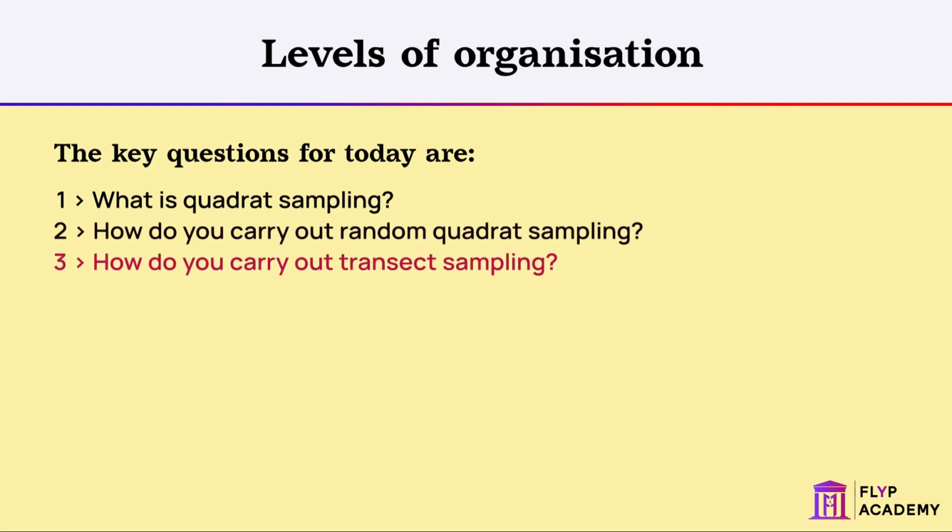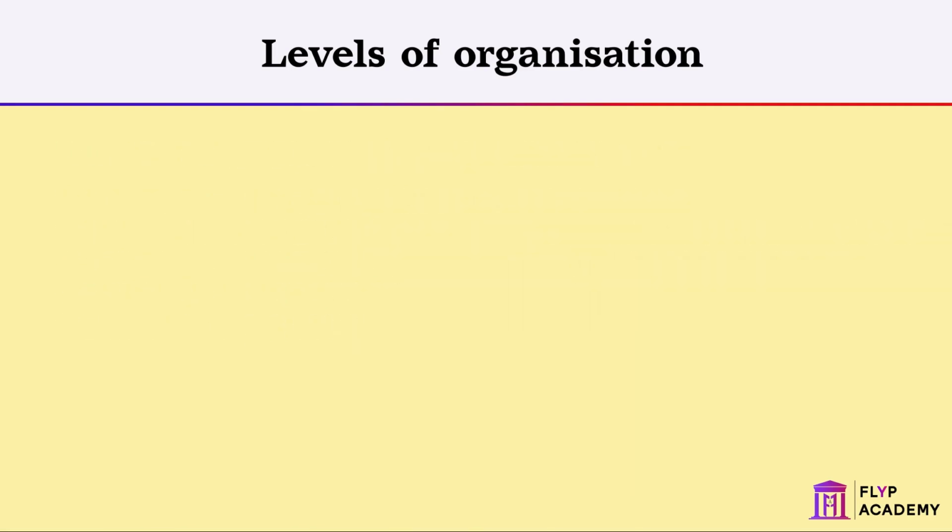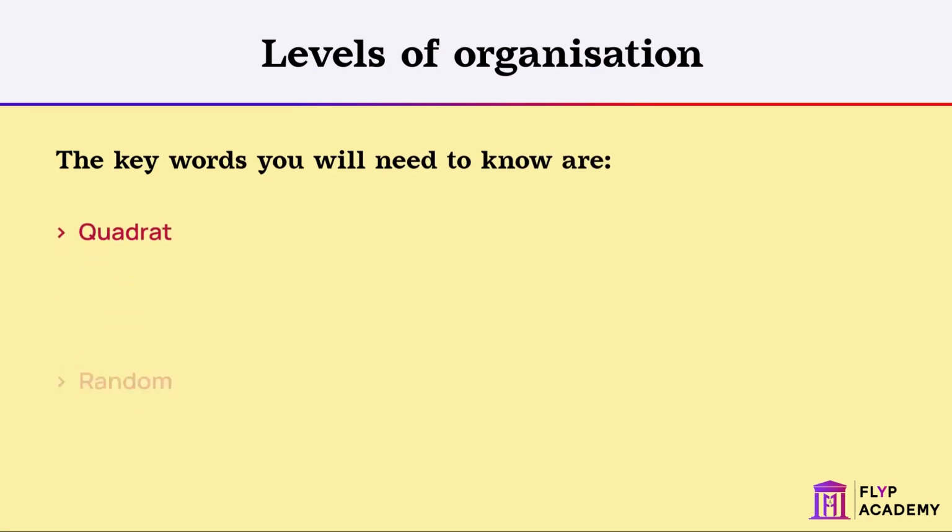How do you carry out transect sampling? How do you calculate a mean? How do you find the mode and median of a set of data? The key words you will need to know are quadrat, random, systematic, transect, mean.